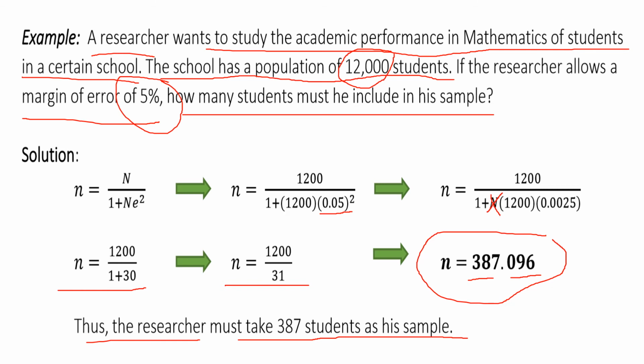Sir, why don't we consider the 0.096 here? Because it's less than 0.5. If this is greater than 0.5 or equal to 0.5, it should be 388. But again, 0.096 is less than 0.5. That's why we only consider this sample size, that it will be equal to 387 students.